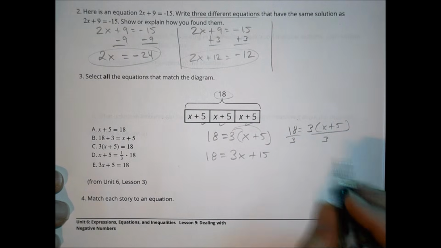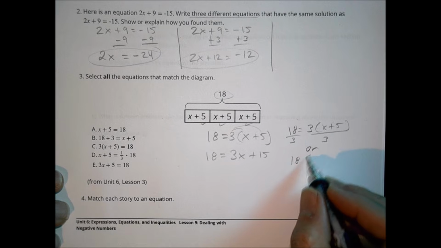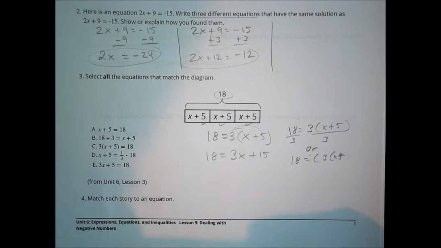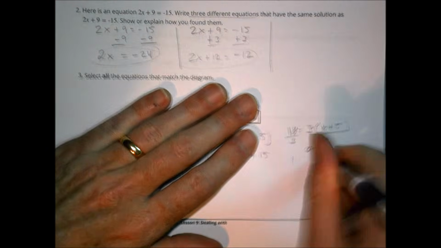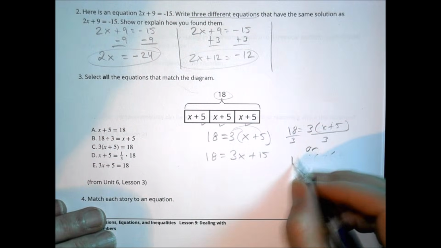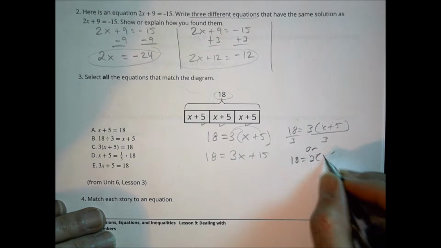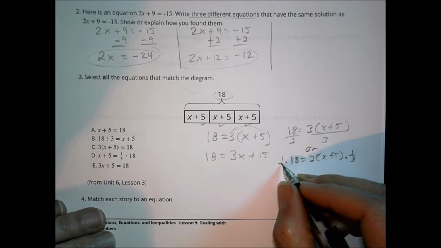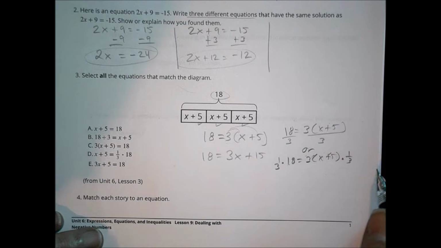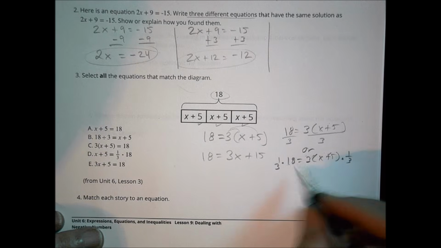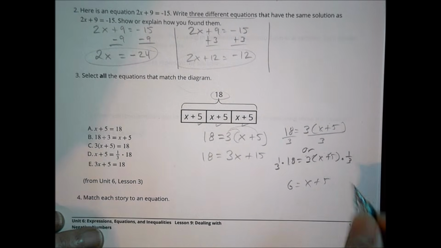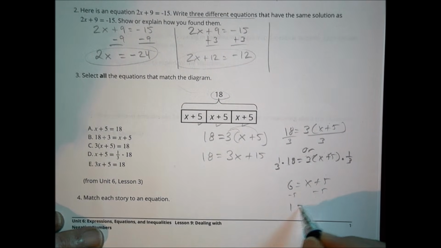To get the 3 on the other side, I can think about it as being divided by 3, or I could think about it as 18 equals 3 times x plus 5. Oh, sorry, I'm really messy. If I multiply both sides by a third, that's the same as dividing by 3. That works as well. And then when you do that, you end up with 6 equals x plus 5. So that's also the same. And technically, if I subtract 5, I can have 1 equals x, and that's still the same.